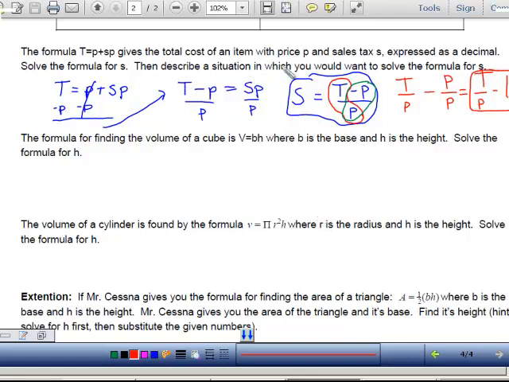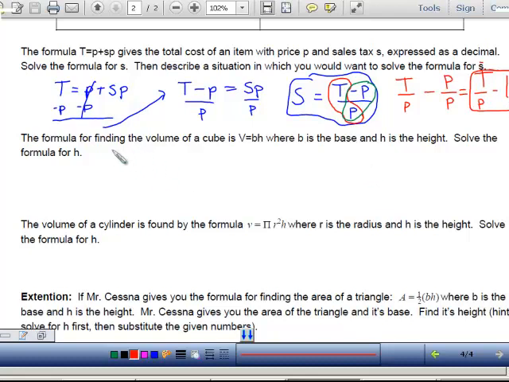Then describe a situation in which you would want to solve the formula for S. So why would we want to solve for S? Maybe you want to figure out what the sales tax would be. Maybe you're given the total cost, you're given the price of your shirt. You got the total cost, you got the price. How do you figure out your sales tax? Well, you can figure out your sales tax by taking the total cost, dividing it by the price, and subtracting 1. And there you go.